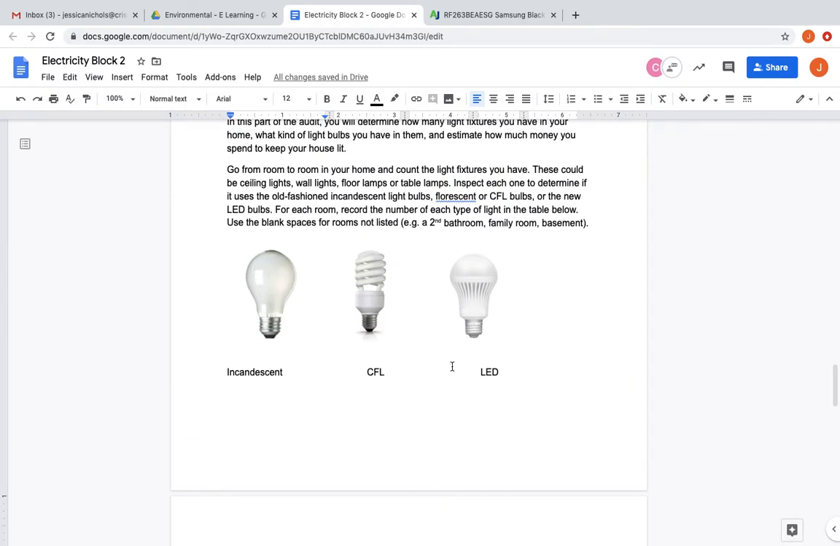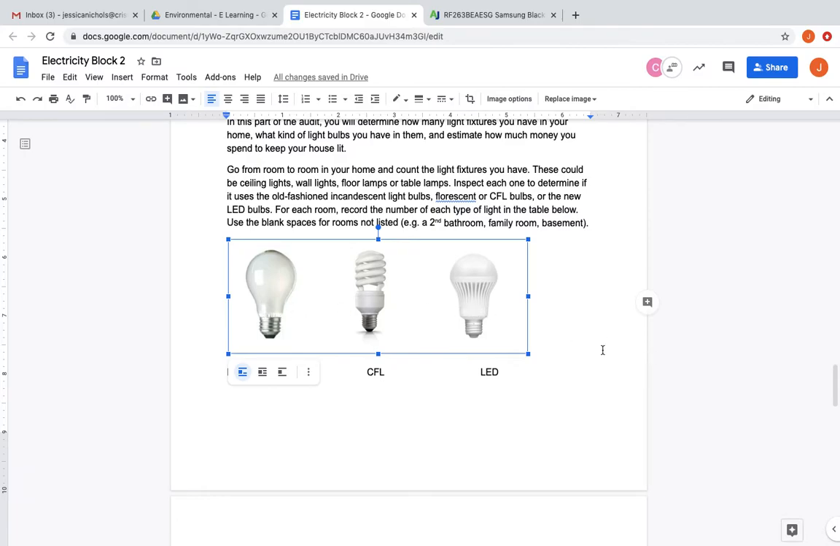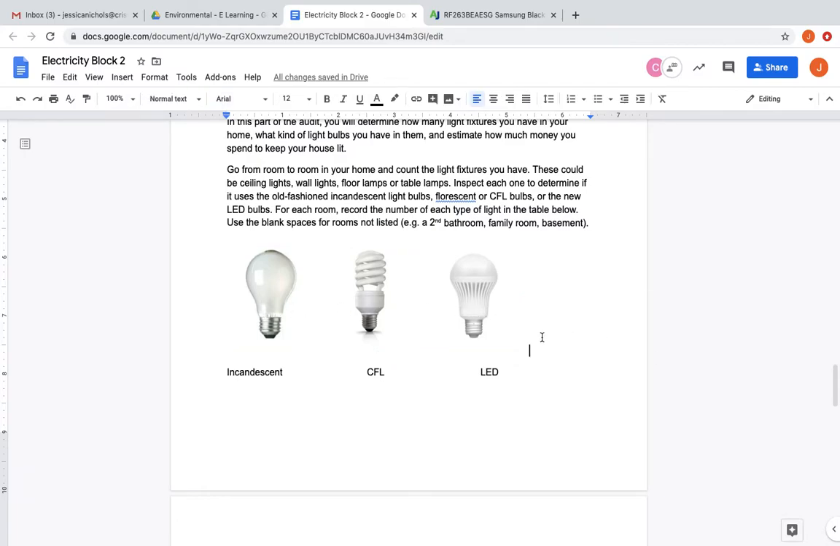Sometimes you might want to ask your parents, because some of the new bulbs, like the LED bulbs, actually look like old bulbs. So if you think, oh, I think my parents are buying these new LED bulbs, but these look a lot like the old ones, you might want to ask them. Or you can go look at what's in the storage with your extra light bulbs, see what kind of light bulbs those are, and compare them.